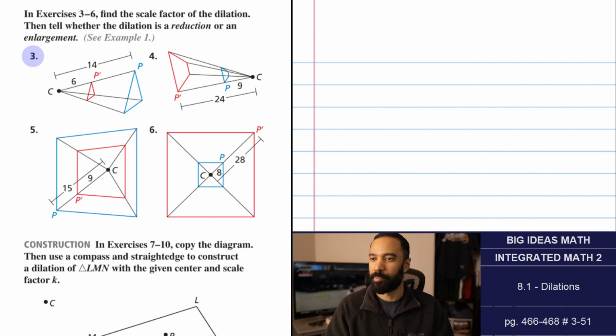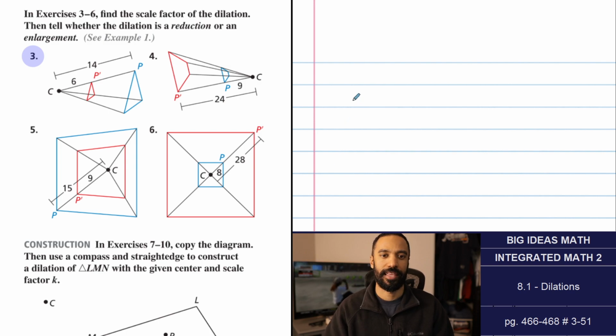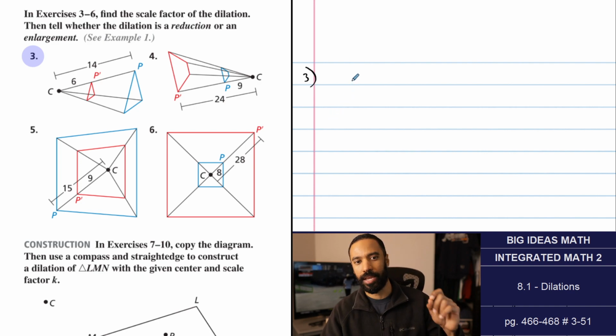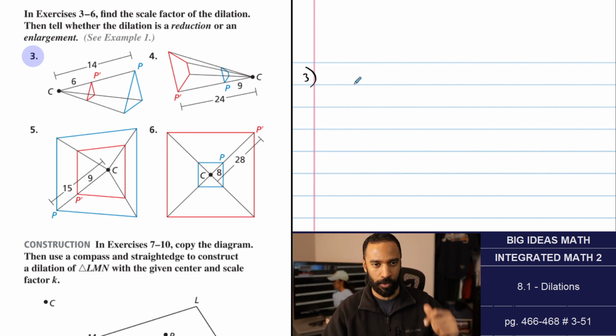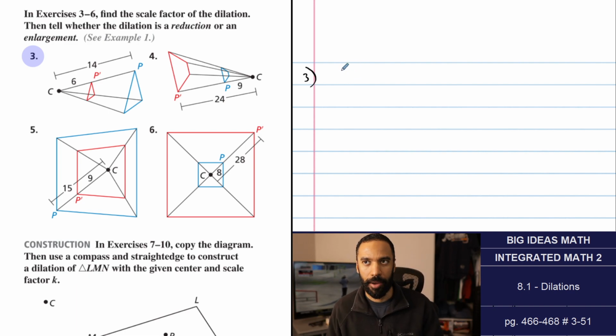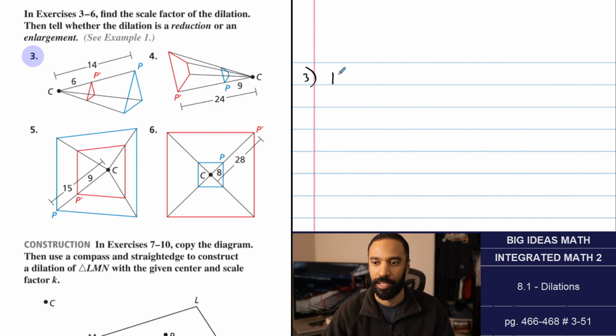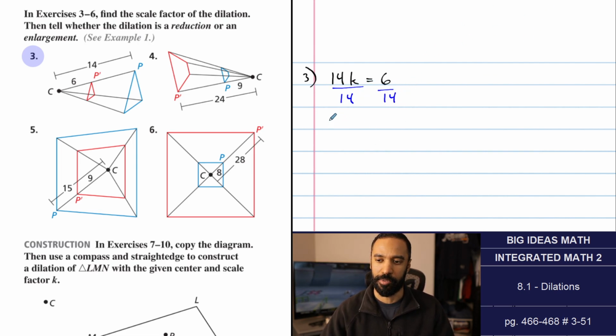Okay, let's start with problem numbers 3 through 6. In exercises 3 through 6, find the scale factor of the dilation, then tell whether the dilation is a reduction or an enlargement. Now on number 3, notice that P is in blue, P prime is in red. We're going from 14 to 6. My best way of saying this is you're taking that length of 14 and multiplying it by some scale factor k to get 6. What is that scale factor? You divide both sides by 14 to figure that out. So k is going to be 6 over 14, but that also reduces to 3 over 7.